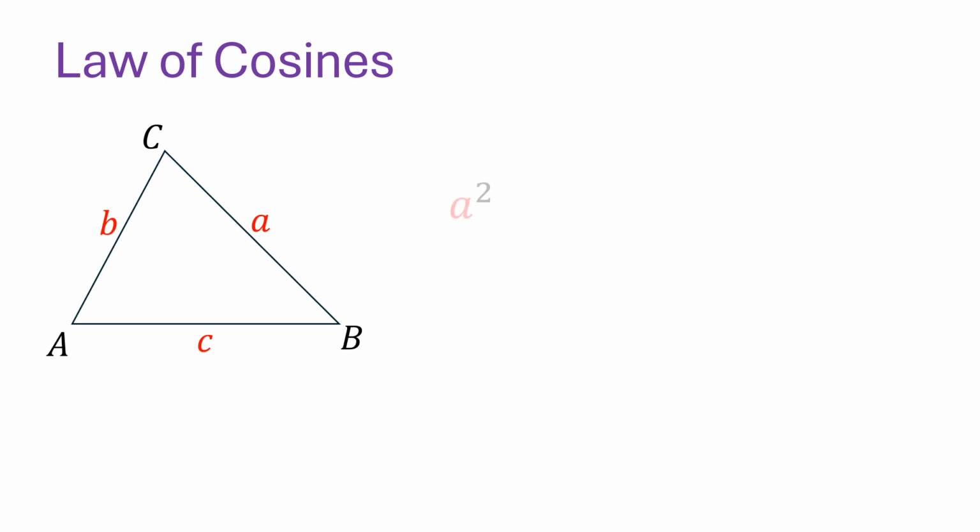It says that the square of side a is equal to the sum of the squares of the other sides, which is b squared plus c squared, minus 2 times the two sides b and c times the cosine of the angle opposite to a, which is the capital letter A. The same thing applies if we use the other sides, b and c.